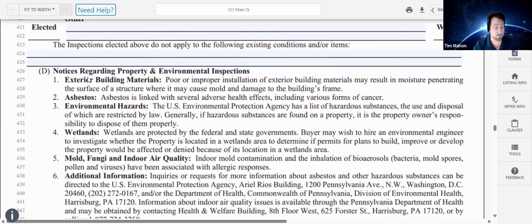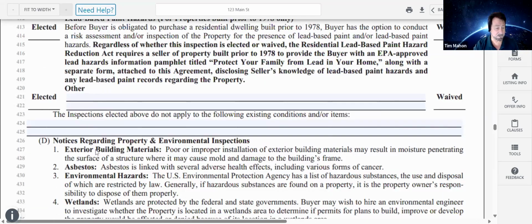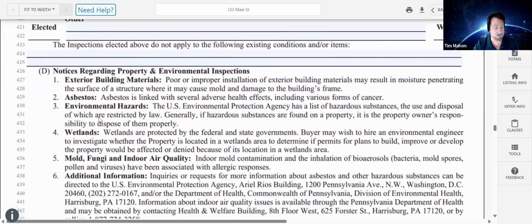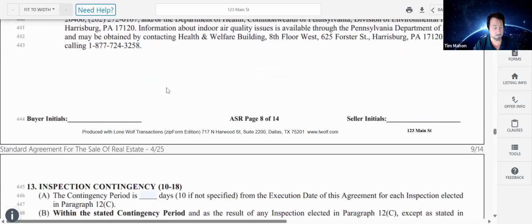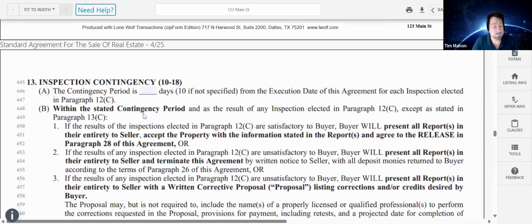Now, this next paragraph, paragraph D, is simply another finding of facts or explanatory information on all the things having to do with all these inspections. It's just things to point out as you go in. It's just for informational purposes. Now, here's the big one, inspection contingency. So here is another time is of the essence clause. In this case, it's blank days, 10 if not specified.